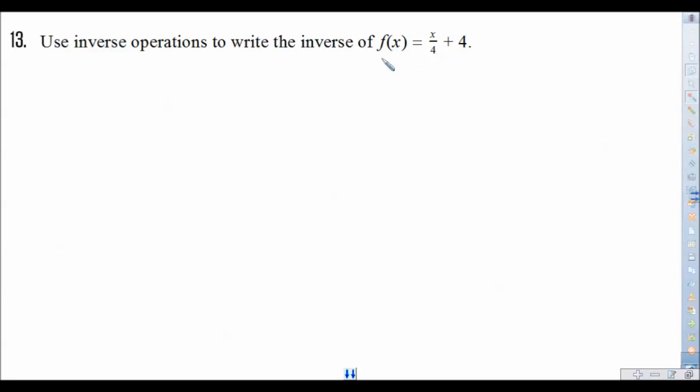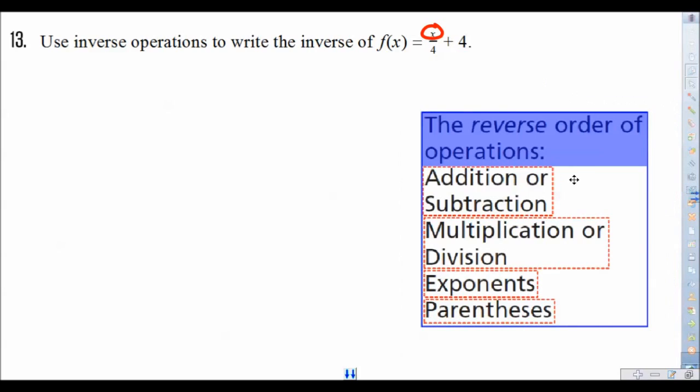The inverse is a set of operations that would get this x right here by itself. Just like there's a set of operations here that happen to x. So we have to keep those order of operations here in mind. So notice what happened to x here first. The first thing that happened to it is we divided by 4 and then we added 4. That's what this order would tell us there by the way they arranged this expression.